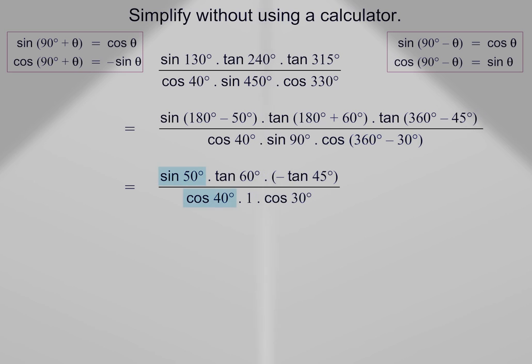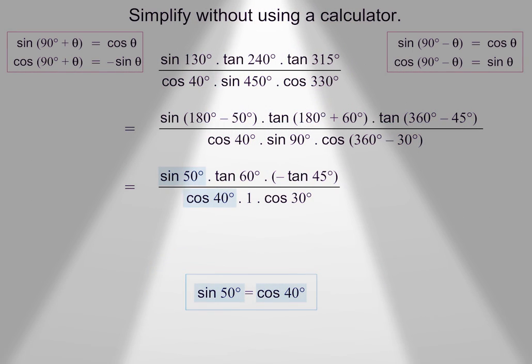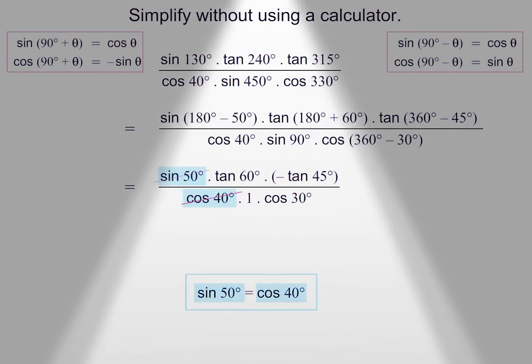But what about these 2 angles? Do you notice anything interesting? The angles are complementary, and sine and cos are cofunctions. This means that sin 50 degrees is equal to cos 40 degrees, which means we can simply cancel them as follows.